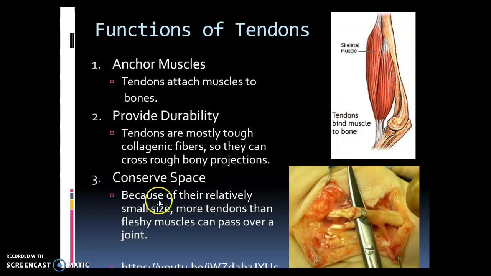So that's what's happening there. It's attaching the muscle to the bone. It's allowing for durability and holding that tension there. And then it also conserves space, because you have small sizes, and the longer the tendon, the less space it'll take up, so the more muscles you can have in one place. So that's how tendons work.